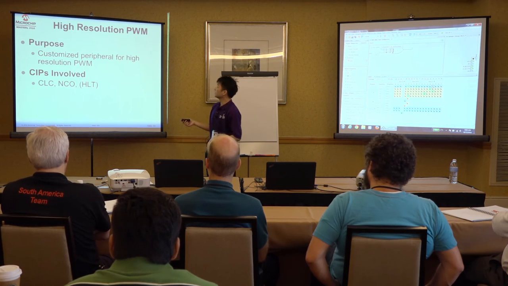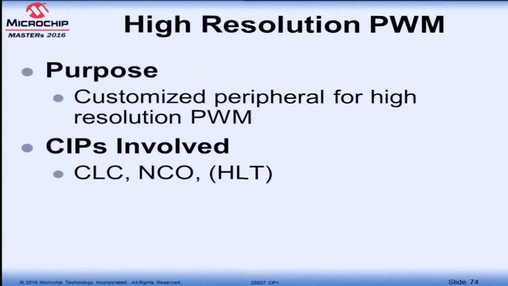All right. A quick summary of this application. So in this application, we're seeing that we combine NCO and CLC, and probably an HLT, the hardware limit timer, for the period source. We combine those three and actually form a customized peripheral for ourselves. It's called high resolution PWM. With this peripheral, it's all hardware, and you can easily just set the period of the HLT and then the register in the NCO to get your PWM output. So it's a customized peripheral just for your application.